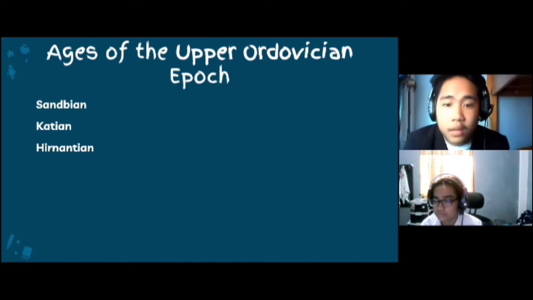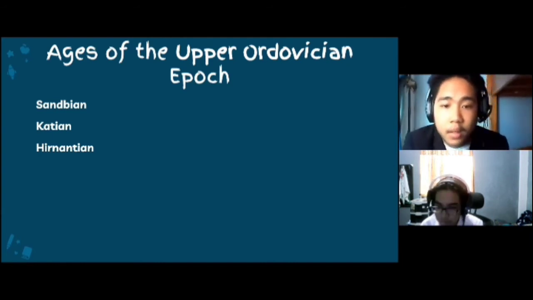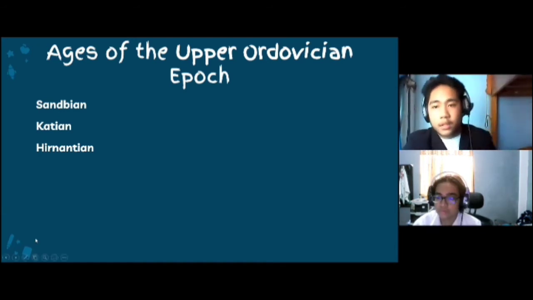The name of this interval is derived from the Hirnant bed in Wales, which served as the site marking the Hirnantian subdivision of Britain as still regional states.